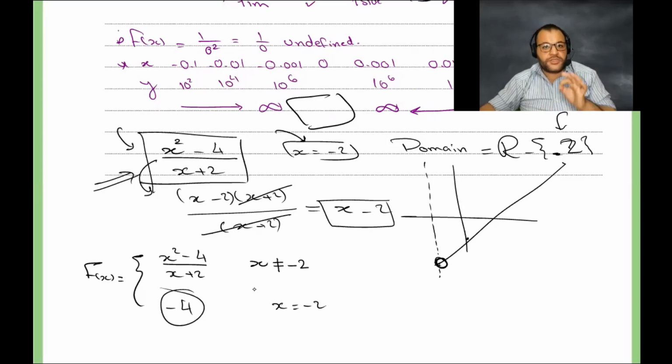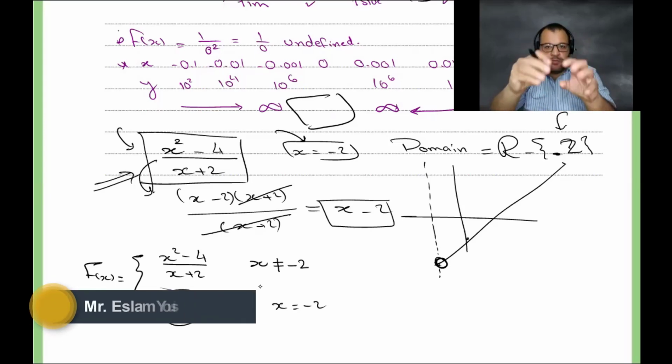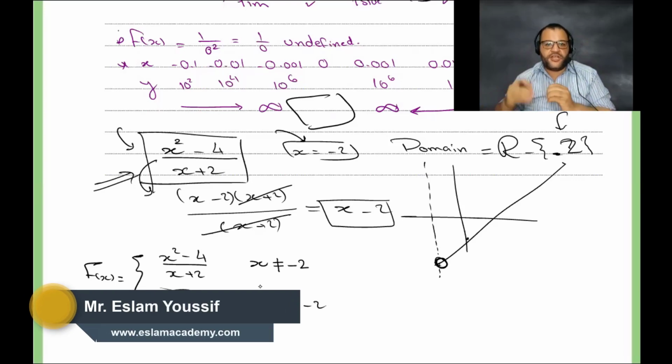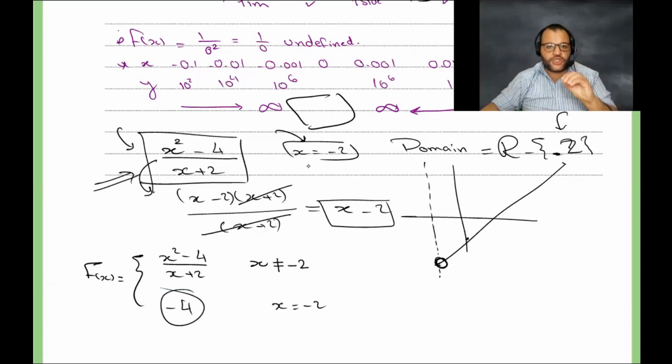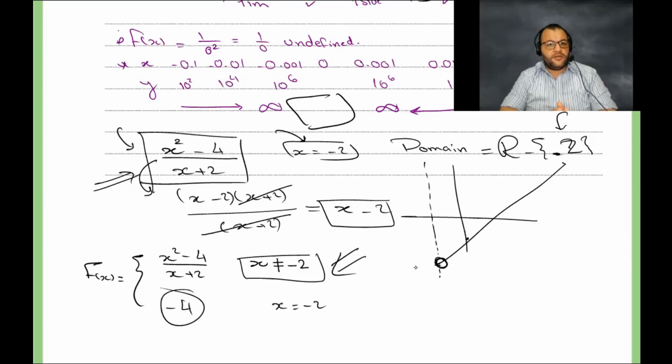To make the function continuous, you just need to remove the condition which makes the function undefined. The function is undefined at x equal negative 2. I will remove this condition. Then find its value after simplifying, using substitution, which is negative 2 minus 2 equals negative 4. Put the condition which makes the function continuous. That is the meaning of removable function.